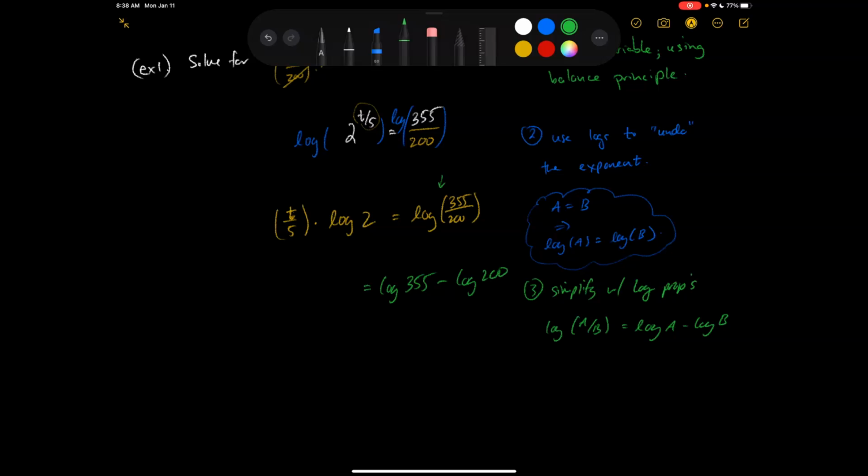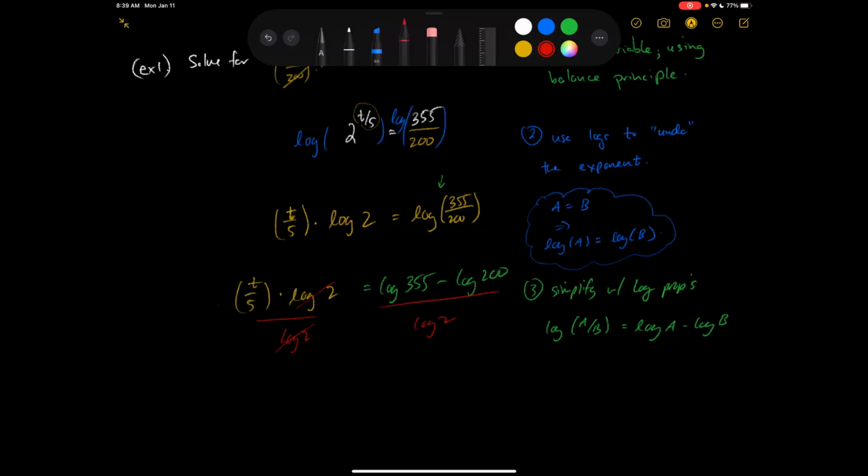And then on the left, we still have t over 5 times log of 2. So what I can do is I could do it all in one shot and isolate t, or I could do it in 2 steps, divide both sides by log 2.